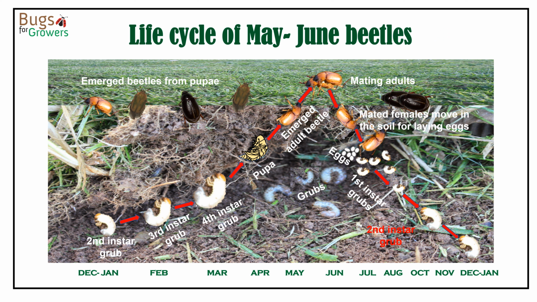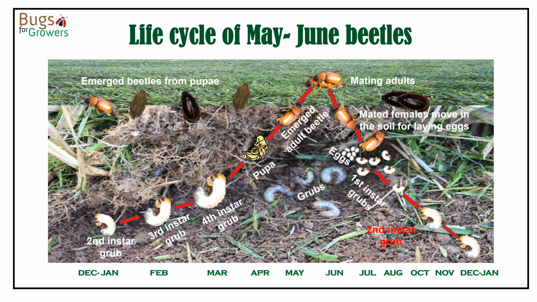The life cycle of May June beetles is generally completed within 2 to 3 years, containing 4 developmental stages: adult beetles, eggs, grubs, and pupae. Generally, adult beetles emerge from pupae in the late May and early June and start mating. Mated females then enter into the soil and lay eggs near turf grass roots. Eggs hatch into small grubs within 3 weeks. Hatched grubs immediately start feeding on the host roots and develop into 3 instars within 3 years.